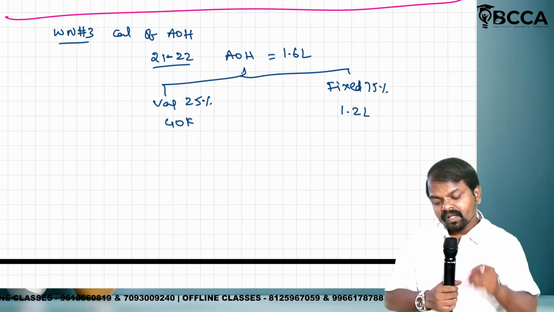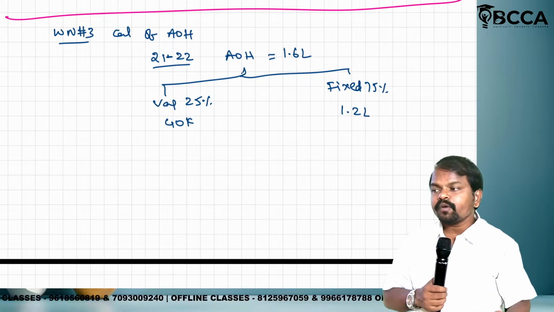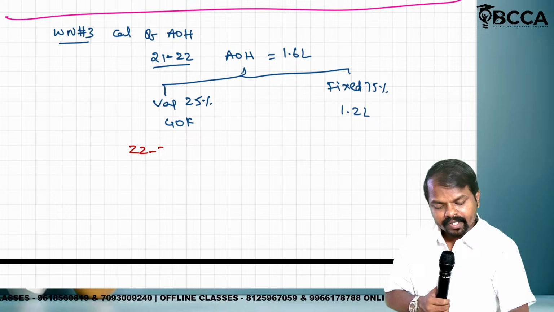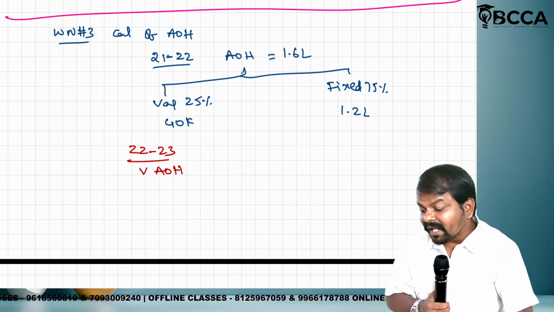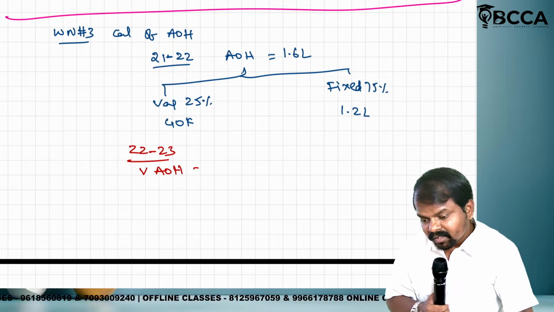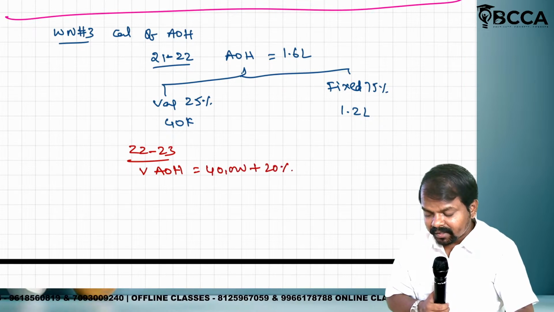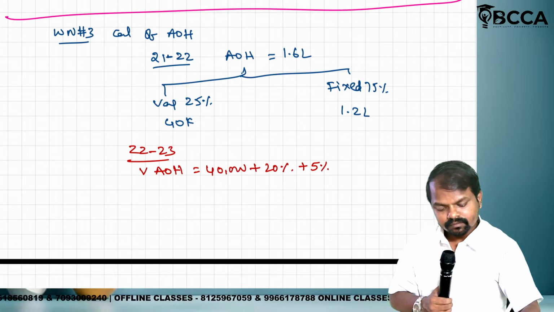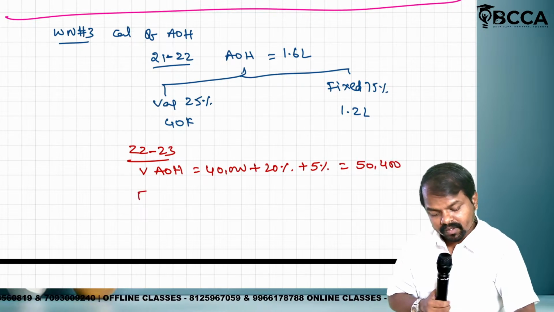So, variable cost how much? 40,000. Fixed cost how much? 1 lakh. We are focusing on 22-23. Variable AOH. What is the variable AOH last year? 40,000 plus, last year to current year, 20% plus 5%. How much? 50,000 fixed AOH.